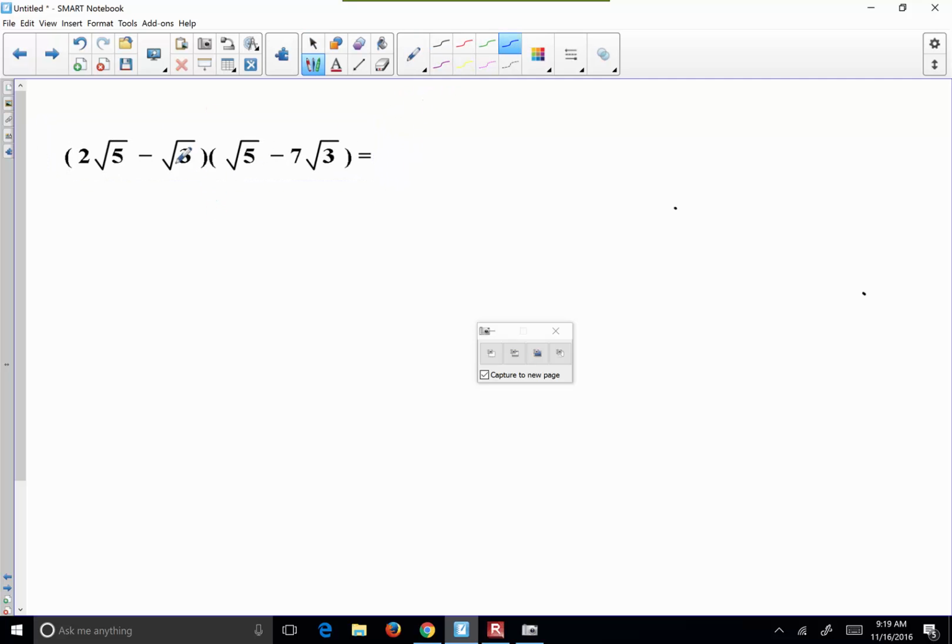Alright, how do we go with this one? It's just basic distribution. FOIL: first terms, outside terms, inside terms, and last terms. It's FOIL.